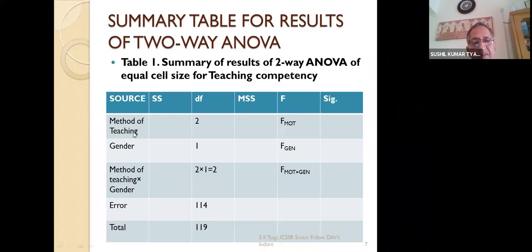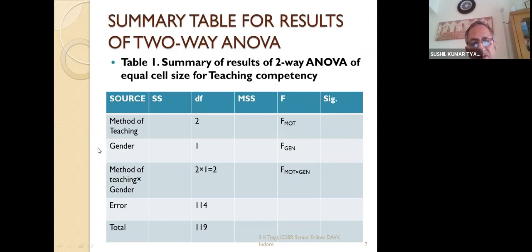One is method of teaching. So there are three groups on the basis of method of teaching. Therefore, one source of variation is method of teaching. Another source is gender. On the basis of gender, we have two groups. And then there is the interaction of these two. And then residual or within group variance, and total.